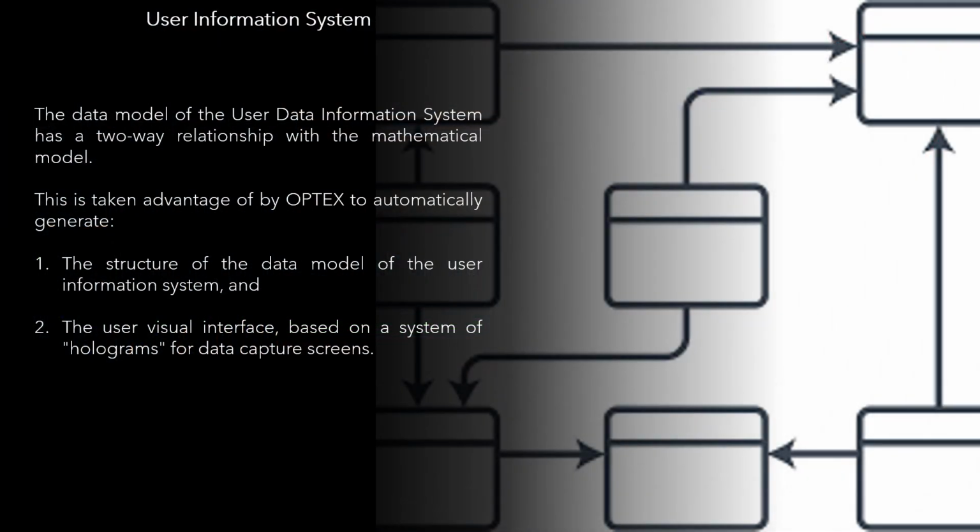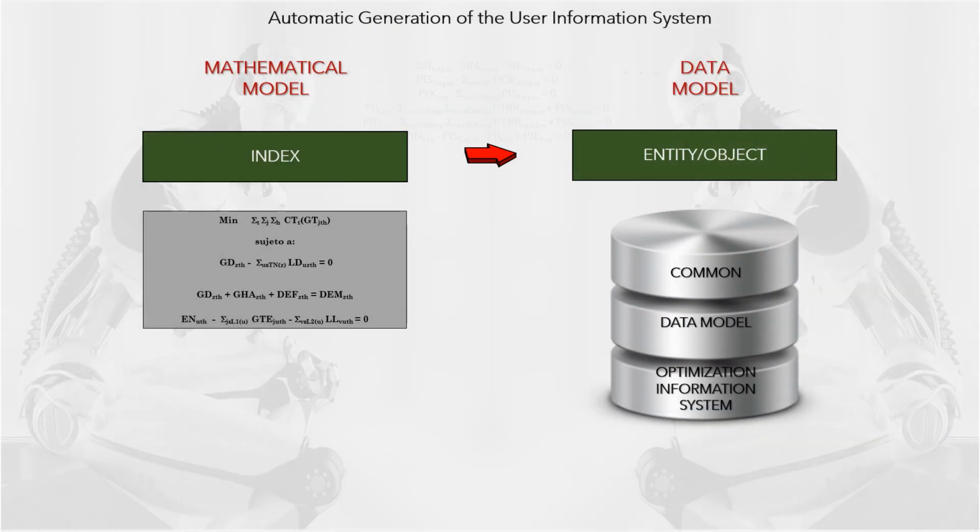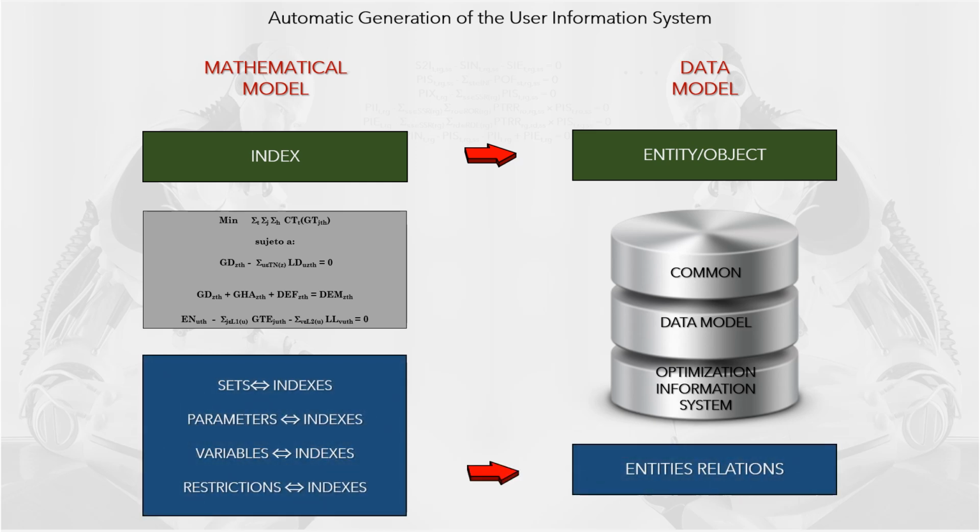This is taken advantage of by OPTEX to automatically generate the data model of the IDIS, and the user visual interface, based on a system of holograms for the data capture screens. The first point to consider is that the indices of mathematical models define the entities of the data model. Additionally, the relationships, sets and indexes, parameters and indexes, variables and indexes, and restrictions and indexes define the relationships between IDIS entities. Based on these laws, OPTEX can automatically generate the IDIS data model, considering the sets and the parameters to be read.